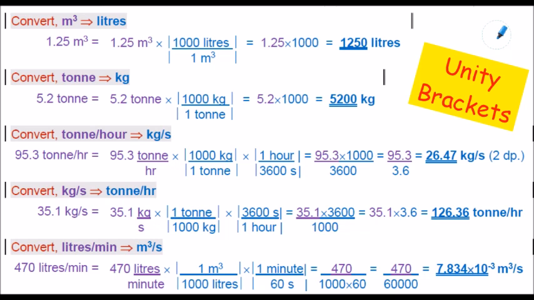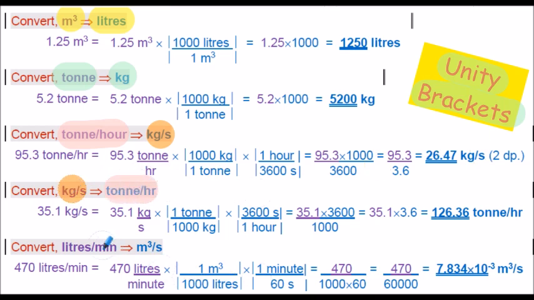If it helps you with your understanding of those conversions, I've shown some unity brackets here that are often used to help structure conversions between various quantities. So here's the unity bracket conversion from meters cubed to litres, from the metric ton to the SI mass unit of the kilogram. And here are the unity brackets for ton per hour to kilogram per second, and from kilogram per second to ton per hour.